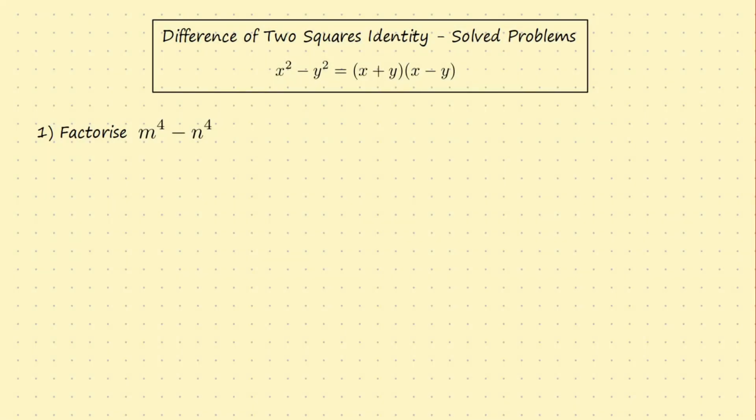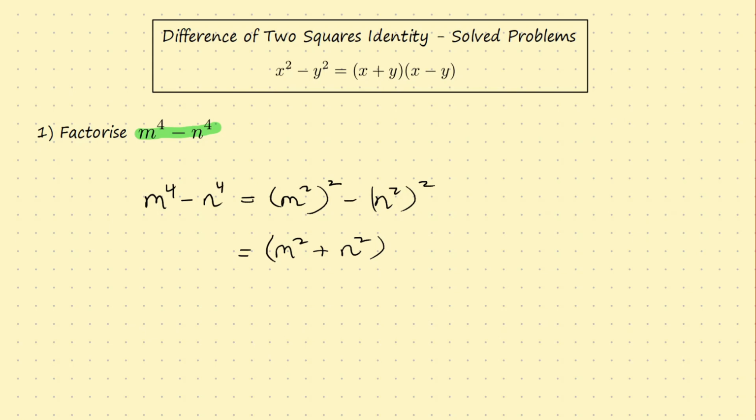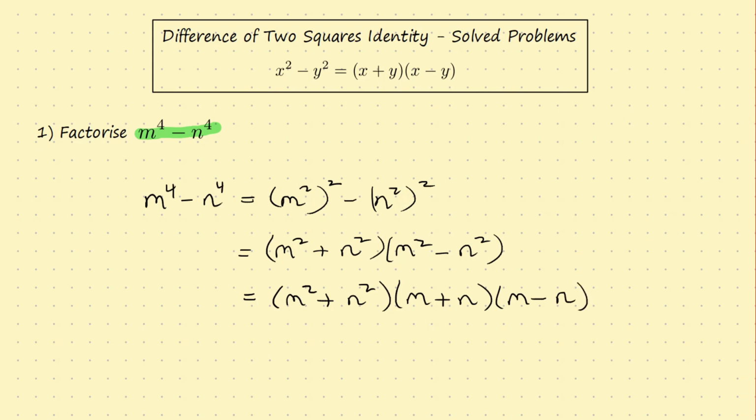Difference of two squares identity solved problems. Problem 1. Factorize m to the 4 minus n to the 4. m to the 4 minus n to the 4 equals (m squared) squared minus (n squared) squared, which equals (m squared plus n squared) times (m squared minus n squared), which equals (m squared plus n squared) times (m plus n) times (m minus n).